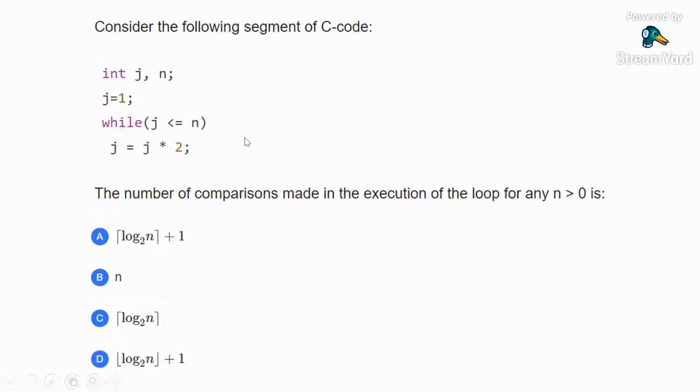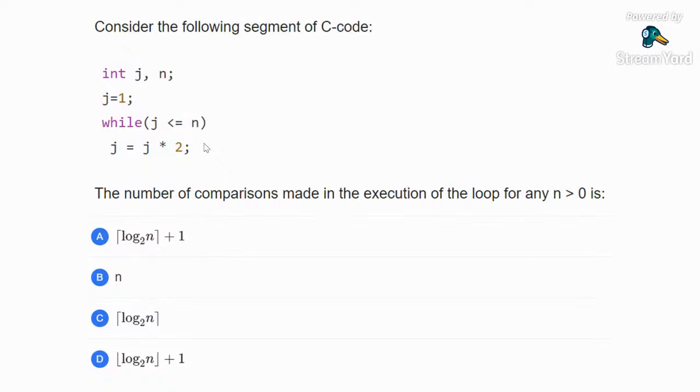How many times are you making this comparison? First comparison is 1 is less than or equal to 5. Second comparison, 2 is less than or equal to 5. Third comparison, 4 is less than or equal to 5. And fourth comparison, 8 is less than or equal to 5. So the first three comparisons result in true, and the last comparison results in false. So in total, how many comparisons are required? 4 comparisons are required.